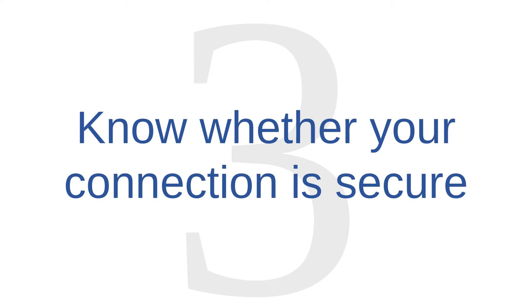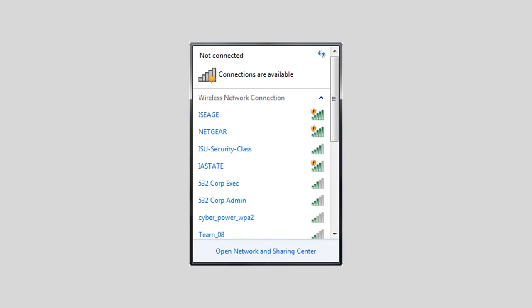Wireless security tip number three is to know whether your connection is secure. You should know whether you're using a secure or unsecure wireless network. Your operating system should tell you whether or not you're connecting to a secure wireless network. For example, the Windows 7 operating system will list your available wireless connections in a frame that looks like this. Unsecure wireless connections will display a small, yellow warning icon. Secure connections will display no warning, and if you try to connect to them, they should require you to enter a security key. If the network is unsecure, you should probably avoid using it to do any private business.